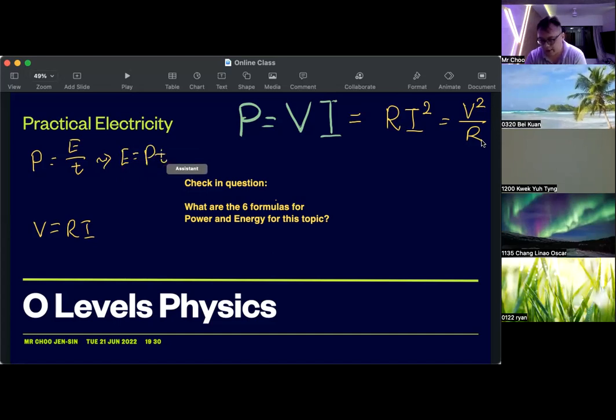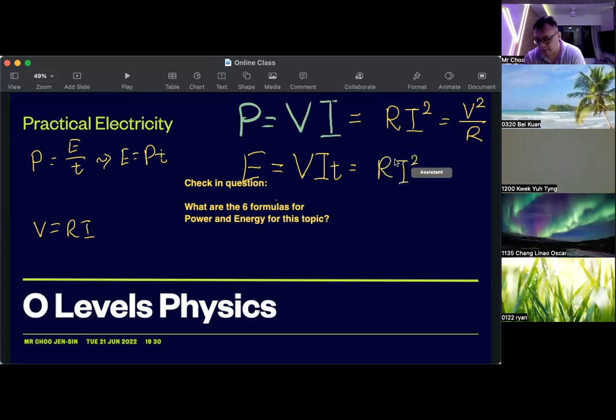So for energy, you just follow whatever is P and multiply by the time. VI is the P, so I just write down VI and add the time behind. Same thing here: this whole thing is your P, so I bring it down and add the T behind. Energy is P times T, so whatever is on top here, you just add the time behind. The last one will be V squared T over R.